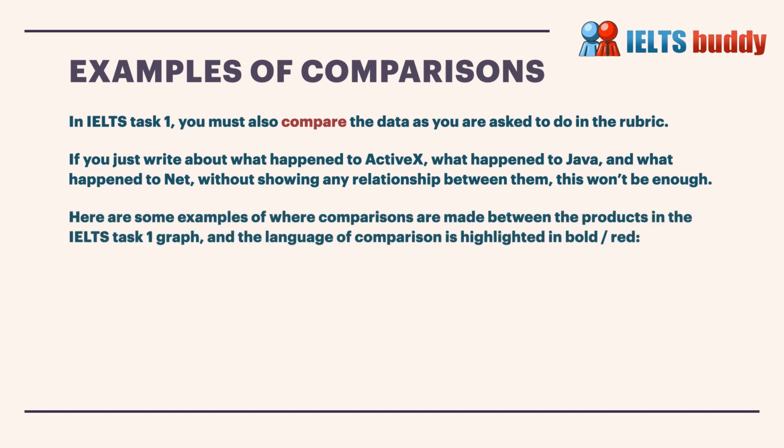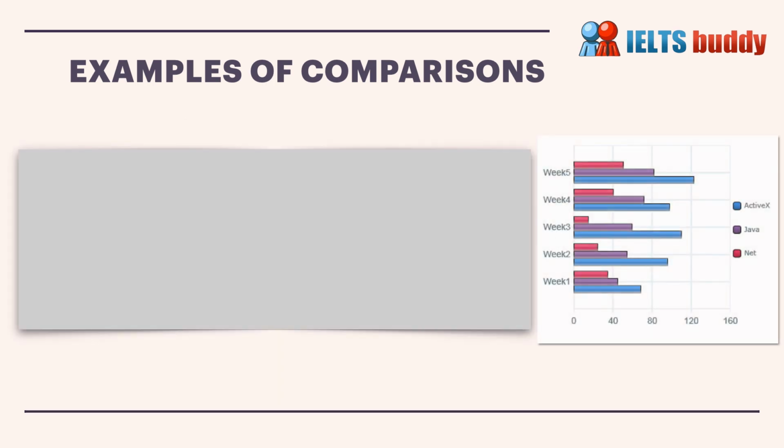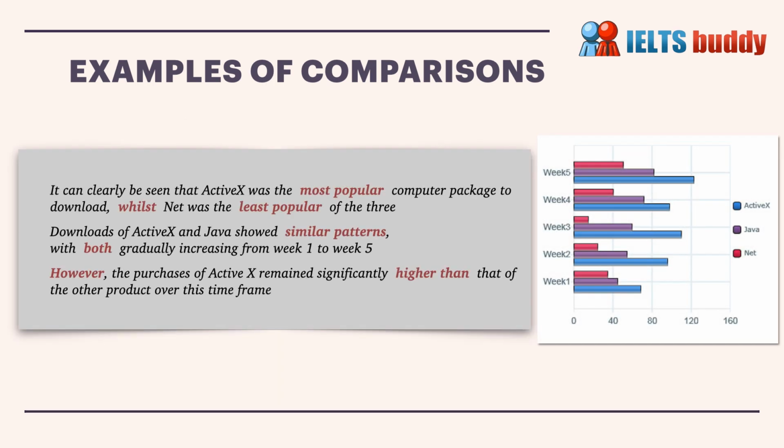Here are some examples of where comparisons are made between the products in the IELTS Task 1 graph, and the language of comparison is highlighted in bold red. So here's some examples. It can clearly be seen that ActiveX was the most popular computer package to download, whilst Net was the least popular of the 3. That was in the overview. And these are taken from some of the body paragraphs.